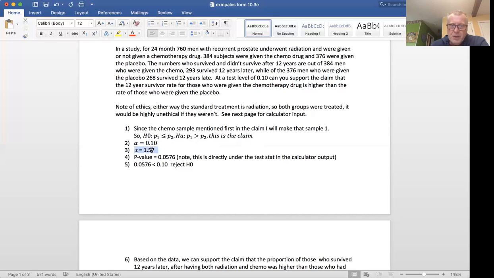We generated this test statistic and the p-value with the calculator. And we'll take a look at the calculator input below. But let's finish up before we do. So our p-value, 0.0576, is less than 0.1, so we reject H0. Since HA is the claim, we're going to support that since we rejected H0.